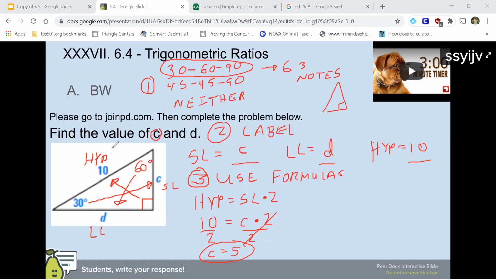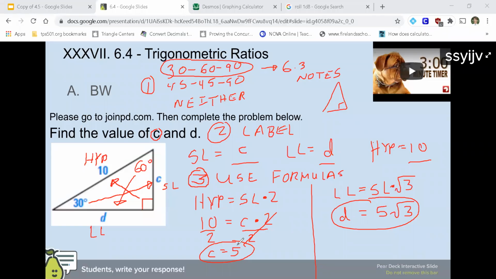So now I can use that second formula, which told me that the long leg is equal to the short leg times the square root of 3. And so if I plug in my values, the long leg is D, the short leg is C, but I now know what C is, right? C is 5 times the square root of 3. And that's done. Don't do anything more to that. That is a simplified answer.